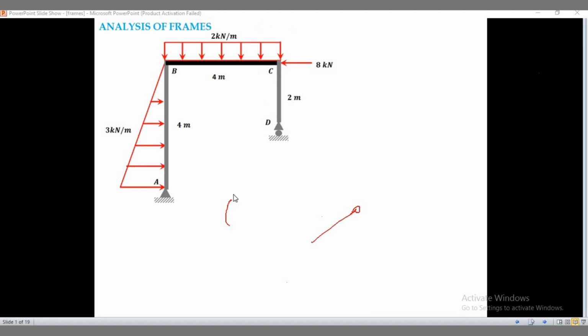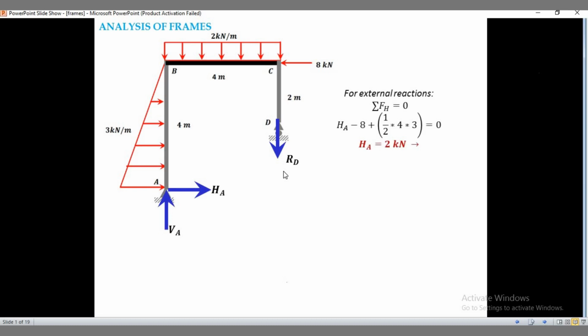I've said a while ago, frames are almost the same as the analysis of beams, so I combined the two. For this one, analysis of frames, the very first thing you have to do is to determine the external loadings. These are the reactions: we have HA, VA, and RD.